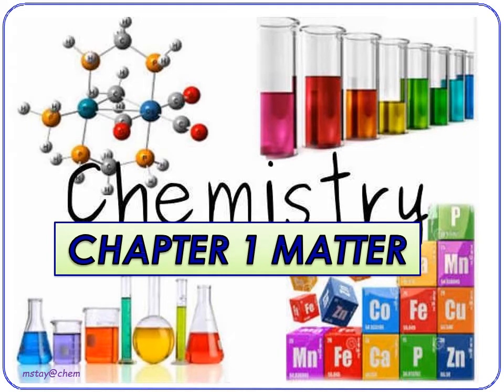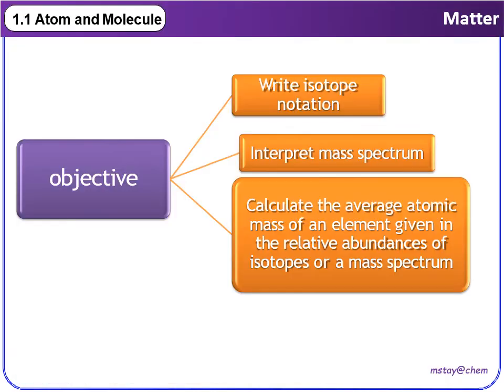Hello, welcome back. We are continuing to discuss tutorial question 1.1. In the previous video, we already discussed isotope notation. So today we are going to focus on interpreting the mass spectrum, and then we are going to calculate the average atomic mass. Okay, and also, we will finish chapter 1.1.